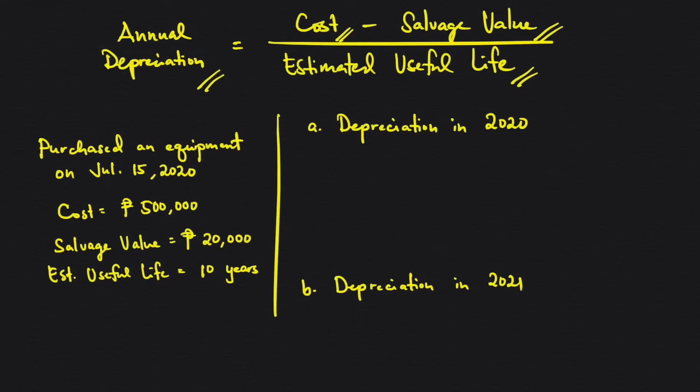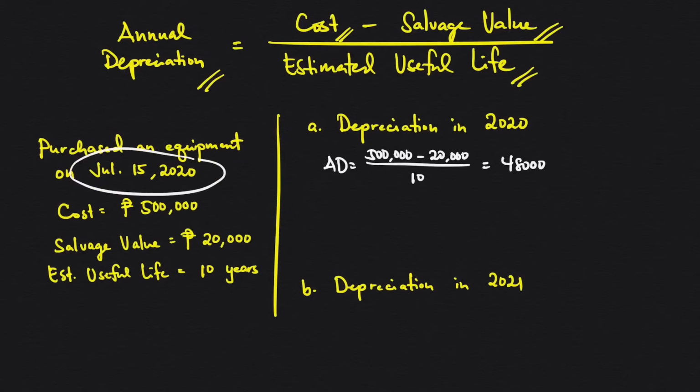So first things first, we set the formula. Annual depreciation equals cost, 500,000, minus salvage value, 20,000, all over estimated useful life, 10 years. Answer, 48,000. Question, is this the answer? Of course not. You refer to the purchase date, July 15, 2020, because that will tell you that the depreciation in 2020 only ran from July 15 to December 31.